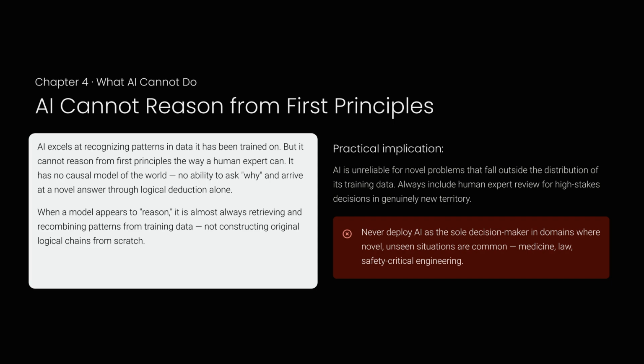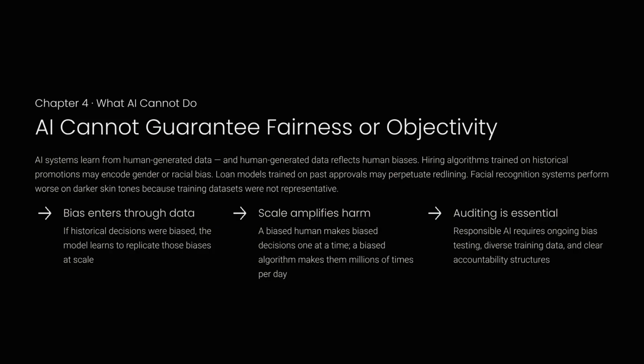AI cannot reason from first principles. It excels at recognizing patterns in training data, but lacks a causal model of the world. It cannot deduce novel answers logically from scratch. Always ensure human expert review in high-stakes scenarios. Furthermore, AI can't guarantee fairness. Because models learn from historical data, they often replicate human biases. At scale, this can amplify harm. Ongoing auditing and diverse datasets are essential to maintain accountability and minimize discrimination.